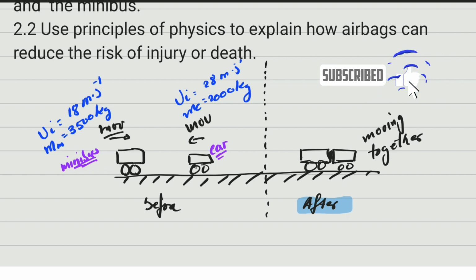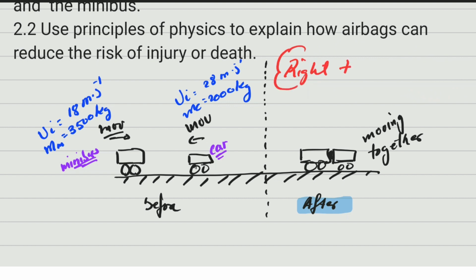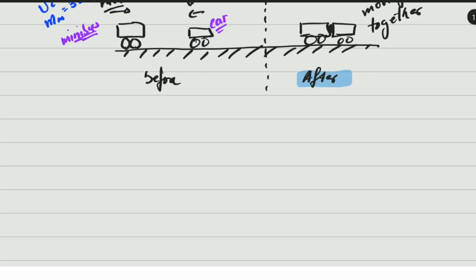Okay, so now here, before we carry on, we are going to select what direction is going to be positive, and we are going to do right as positive. Remember, this is entirely up to you. You are deciding what direction you want as positive, and any direction will give the same result. So in this case, we say to the right is positive, and we are going to use the principle of conservation of linear momentum.